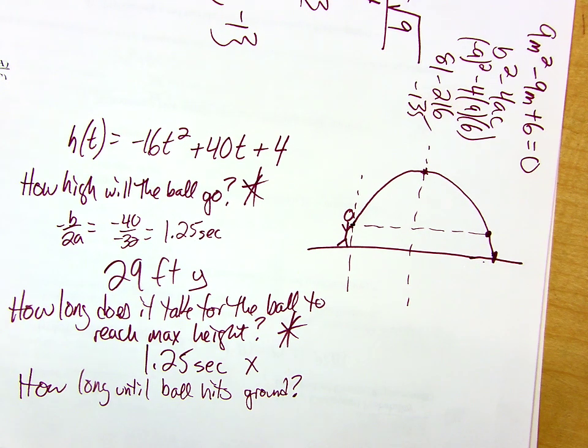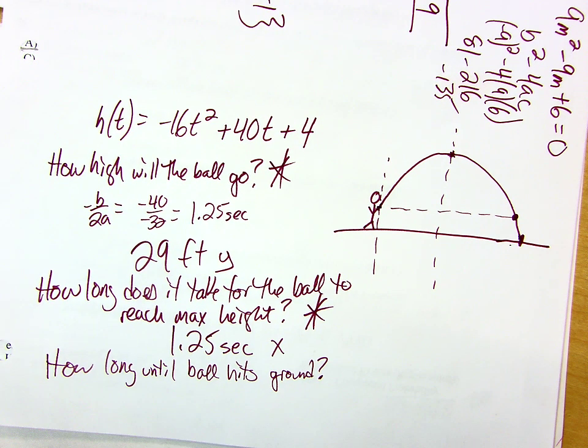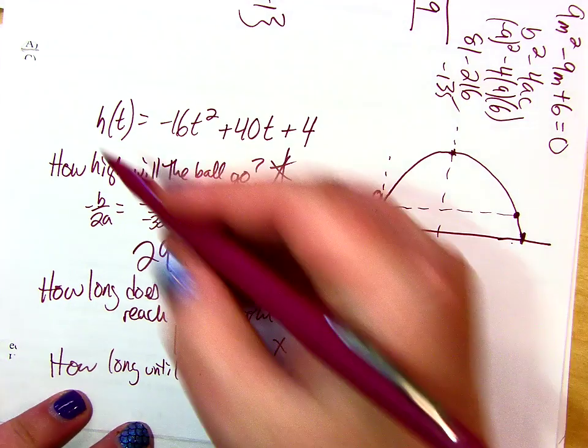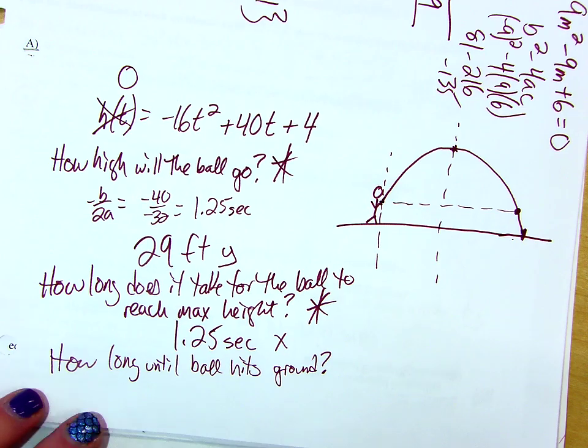If it had started on the ground and went back to the ground, so you kicked the ball, then yes, I could just take my middle and double it. But this time it didn't work out that way because it didn't start on the ground. So, anybody know what to do here? What will the height of the ball be when it hits the ground? 0. So you put a 0 in for h, and then you just solve that quadratic.